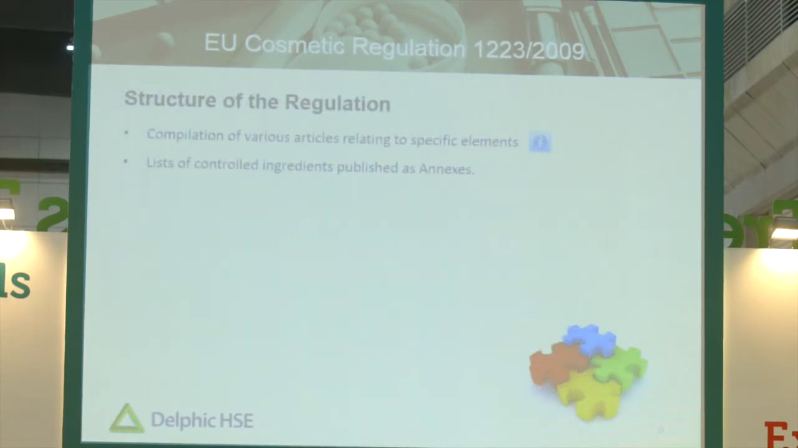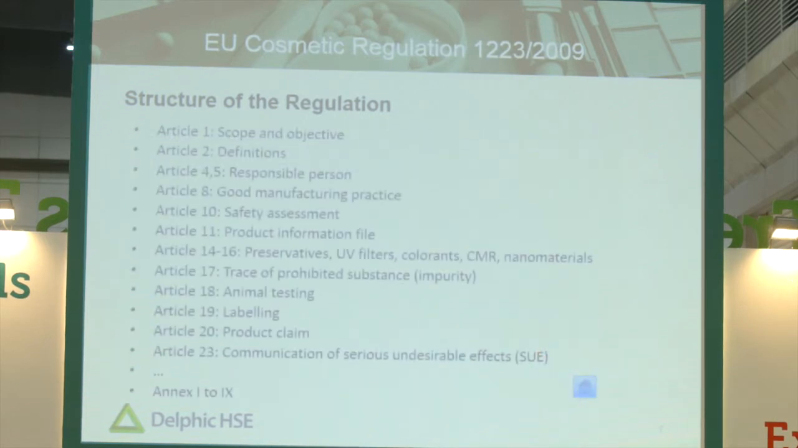After getting a clearer understanding of the cosmetic products and the borderline products, next we come to the structure of the EU Cosmetic Regulation. This regulation is a compilation of various articles relating to specific elements, and its list of controlled ingredients is published as an annex. Let's have a quick glance at the main articles in the regulation.